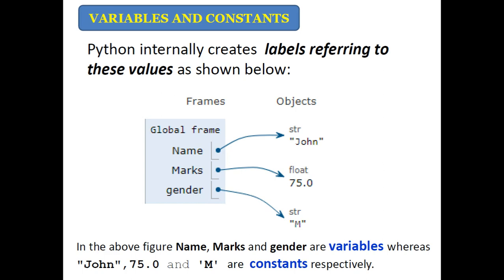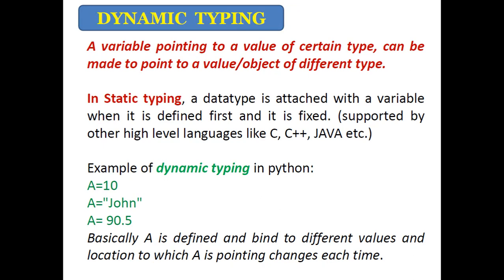Let's move to next. What is dynamic typing? In Python, it is a very important feature. A variable pointing to a value of certain type can be made to point to a value or object of a different type. That means here I have defined a variable a equal to 10, an integer value. After that, I have again defined it, assigned it with the string value John, and again with some other value, floating value 19.5. These all are possible in Python, but in other languages, what we have studied, what we have learned in C, C++, Java, these were not possible because they were following the static typing rules.